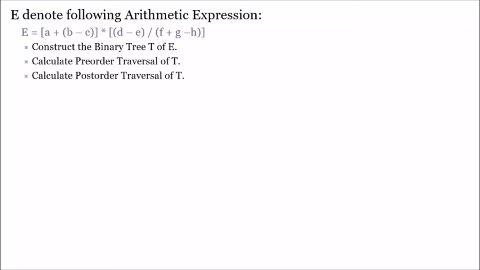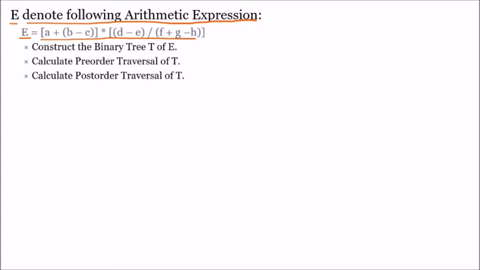Now we are working on a question which is based upon constructing the binary tree from the arithmetic expression. The question is given where E is denoting the following arithmetic expression. We know that an arithmetic expression is like an inorder expression, where we have the node, or maybe the operator, in between left and right. So here E is the arithmetic expression, or the inorder expression, which is given to us.